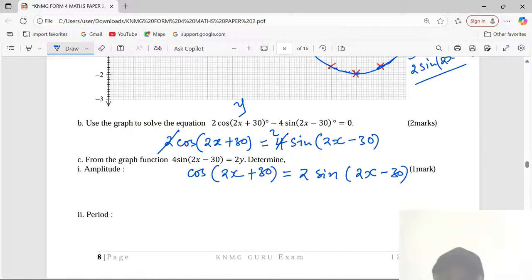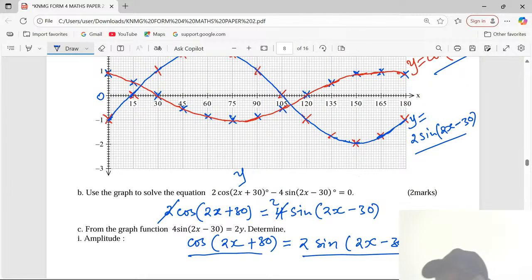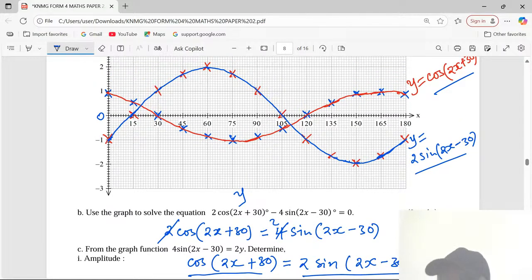So when you are told to plot this function, this is the first y and the second y, and we want to solve, you should identify where the two curves are meeting. Just identify the meeting points for the two curves. So now we can identify those points.